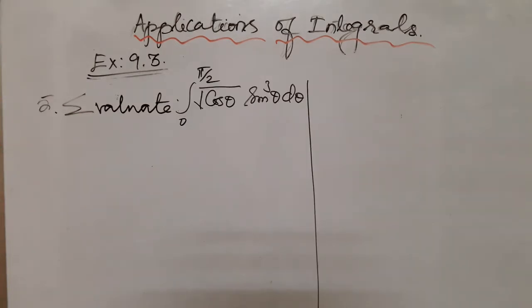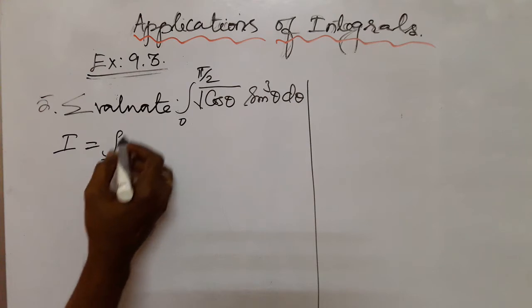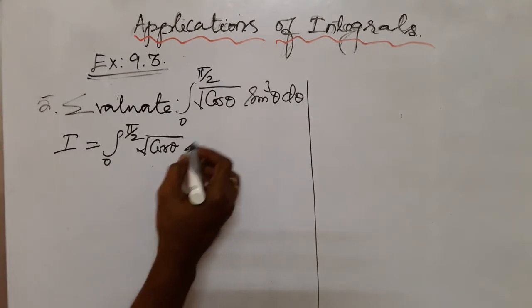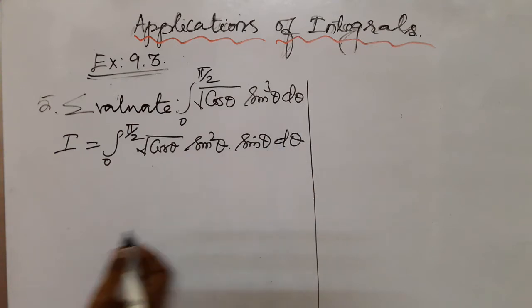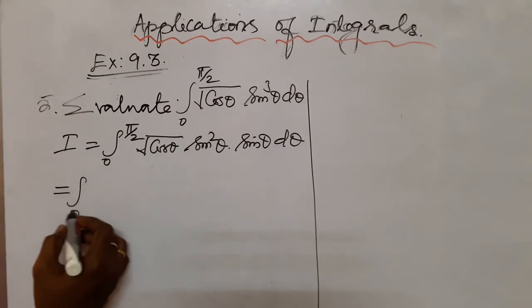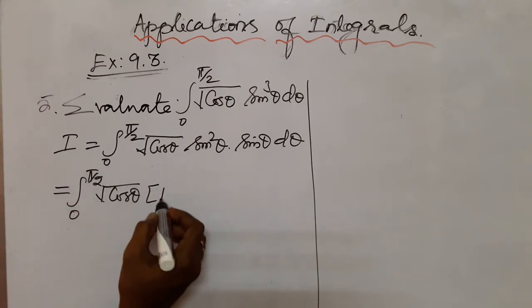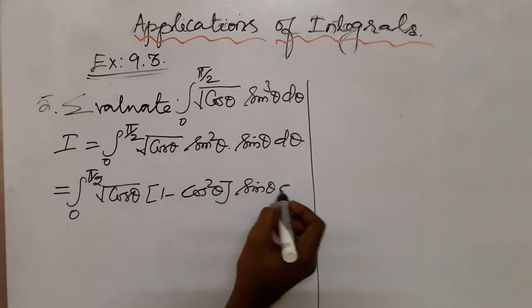Now the question number 5. Evaluate integral 0 to pi by 2 of root of cos theta into sin cube theta d theta. Okay. So here it can be written as I equal to integral 0 to pi by 2 of root of cos theta into sin cube, which is nothing but sin square theta into sin theta, d theta. So your sin square is replaced by 1 minus cos square theta: integral 0 to pi by 2 of root of cos theta into (1 minus cos square theta) into sin theta d theta.